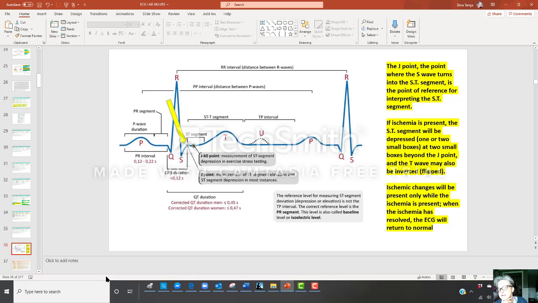If ischemia is present, the ST segment will be depressed one or two small boxes beyond the J point. And the T wave may also be inverted, flipped. Ischemic changes will be present only while the ischemia is present. When the ischemia has resolved, the ECG will return to normal.